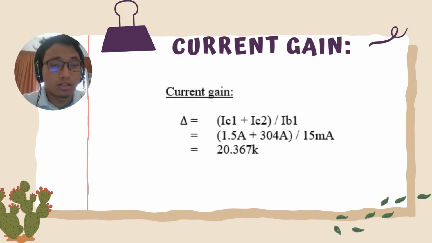Lastly is the current gain. Current gain is the ratio between the output current and the input current. To find the output current, we add the current on collector 1 to the current on collector 2, which is 1.5 amps plus 304 amps. Then we divide it by the base current on transistor 1, which is 15 milliamps. This gives us a total current gain on the circuit of 20.367 kilo amps.